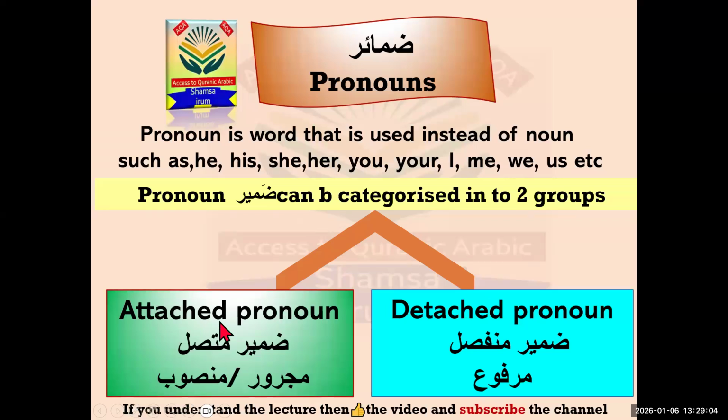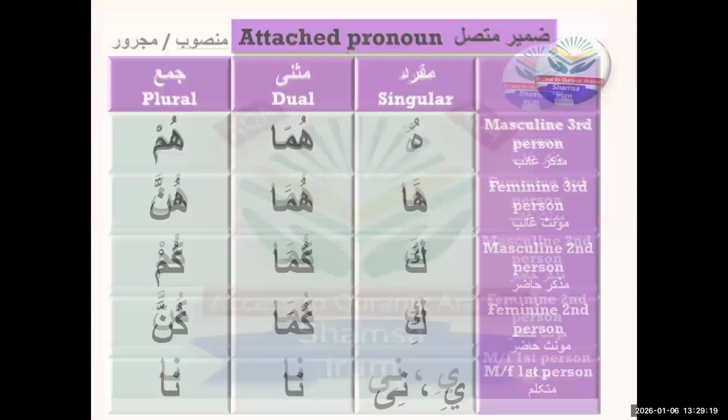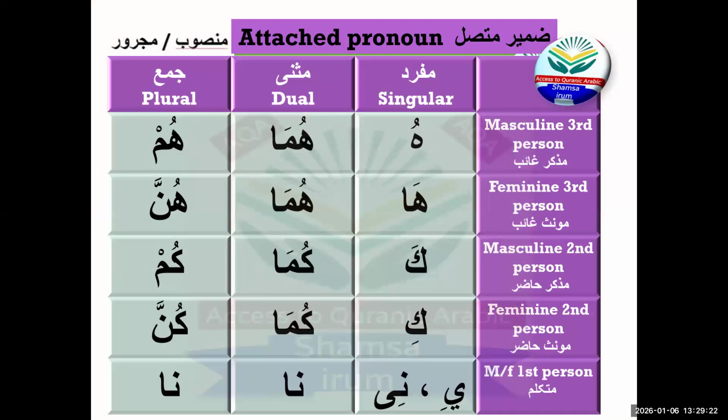We use attached pronouns with prepositions as well as with nouns, and let's see what the i'rab of these pronouns will be today. First of all, I will show you the chart of the attached pronouns. I will not show the chart of the detached pronouns, ضمير منفصل, because there is no need for them today. When they are attached with the particles of nasab, they will be attached pronouns, ضمير متصل.